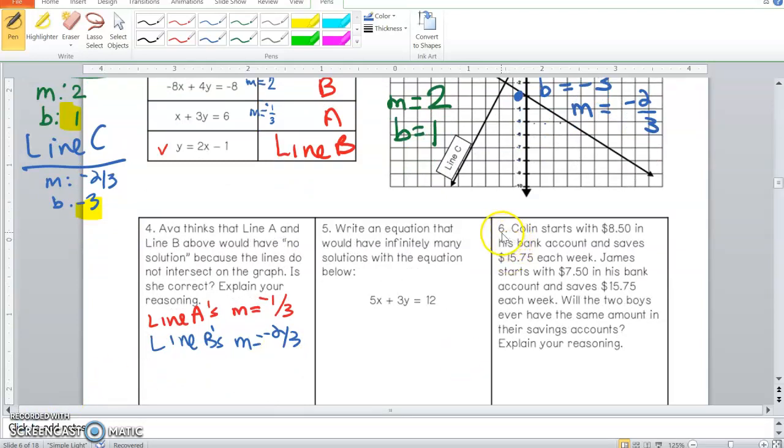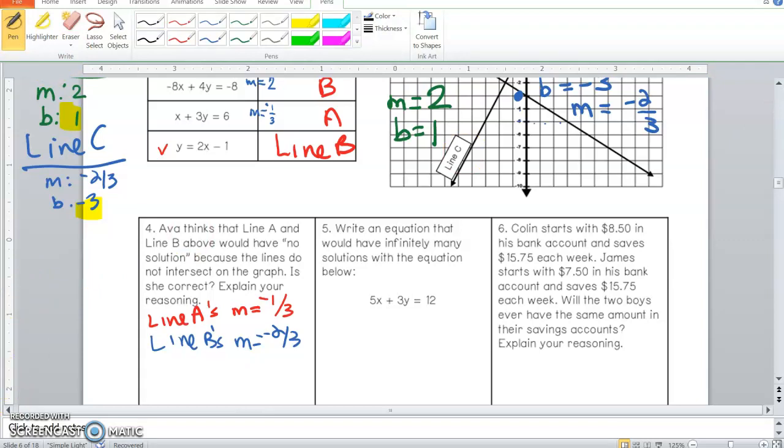Number 6 states, Colin starts with $8.50 in his bank account and saves $15.75 each week. James starts with $7.50 in his bank account and saves $15.75 each week. Will the two boys ever have the same amount in their savings account? Explain your reasoning. I'm using Desmos.